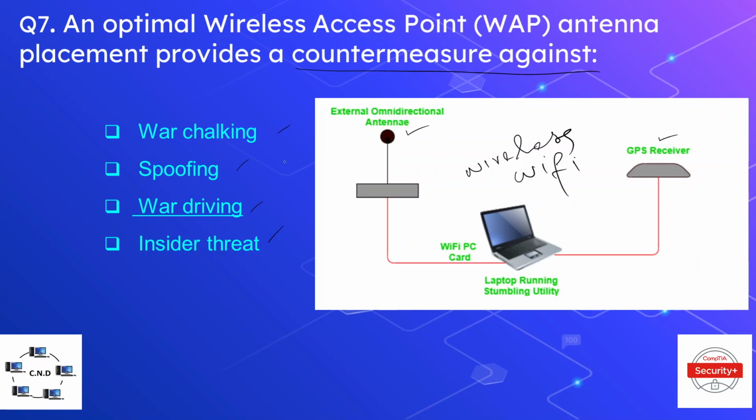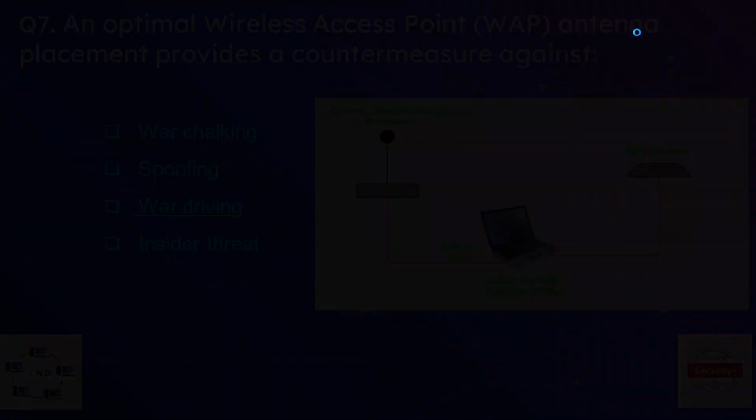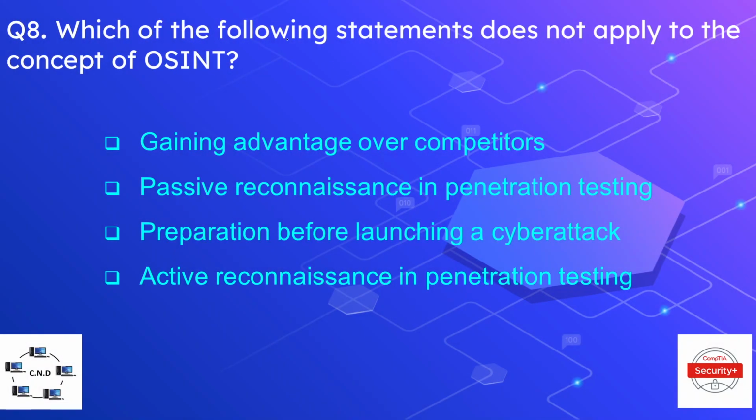And in order to countermeasure or safeguard against this, we can use the optimal wireless access point antenna placement.